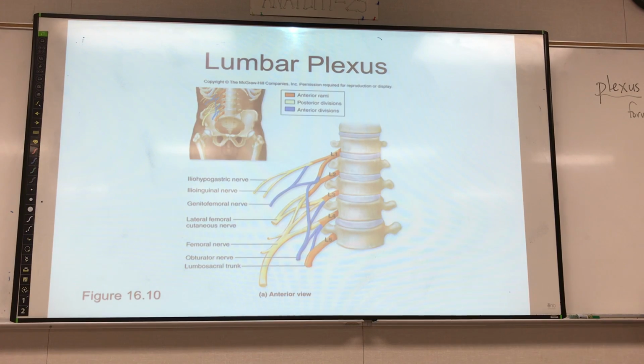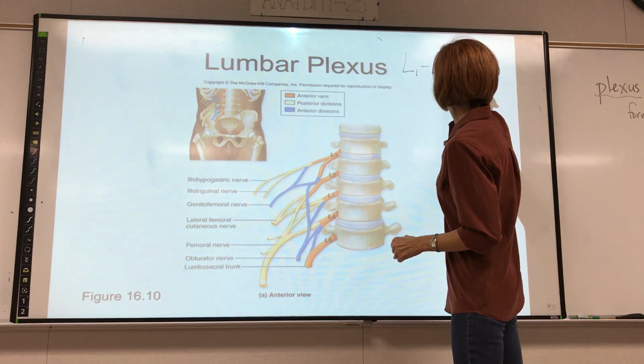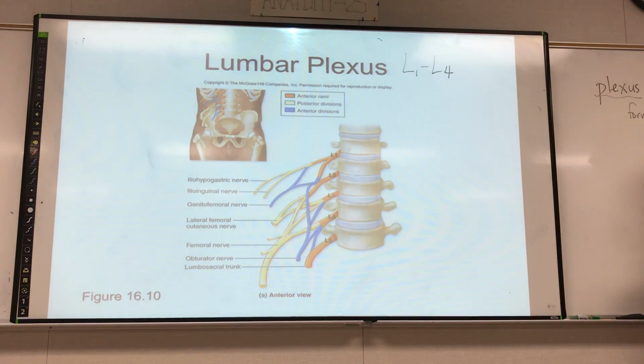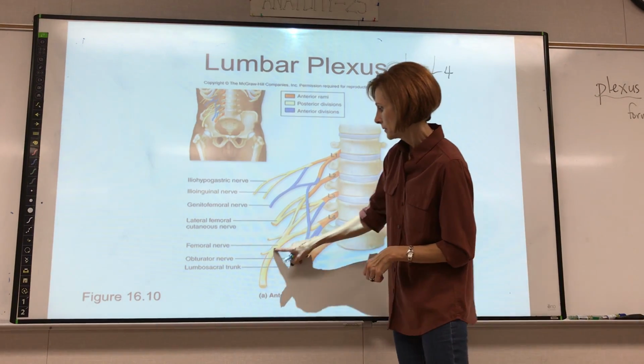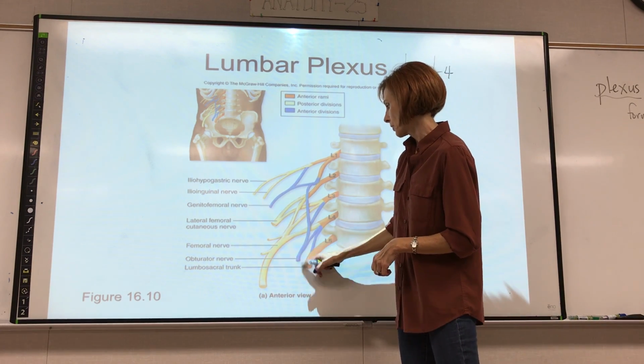Okay, so next plexus is the lumbar. This is formed from spinal nerves L1 through L4. Okay, and there are two nerves that come out of this that I would like you to know. These go down and supply the lower extremity. And you can see one of them is shown here, this larger one, which is the femoral, and then there's a smaller obturator.